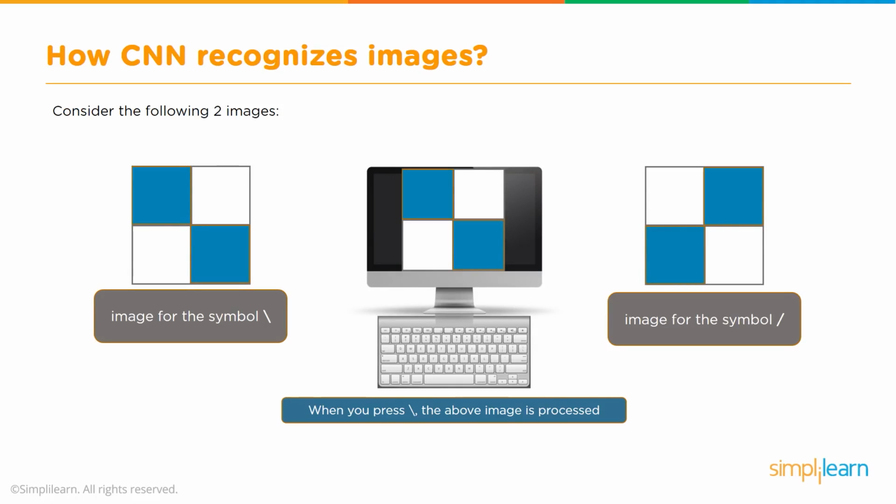And you can see there, the image for the forward slash is the opposite. So when we click the forward slash button, that flips. Very basic. We have 4 pixels going in. Can't get any more basic than that.